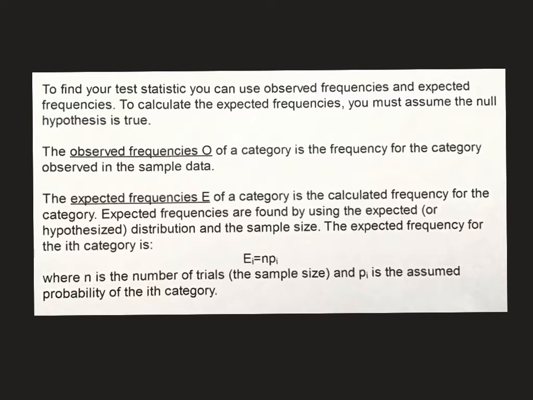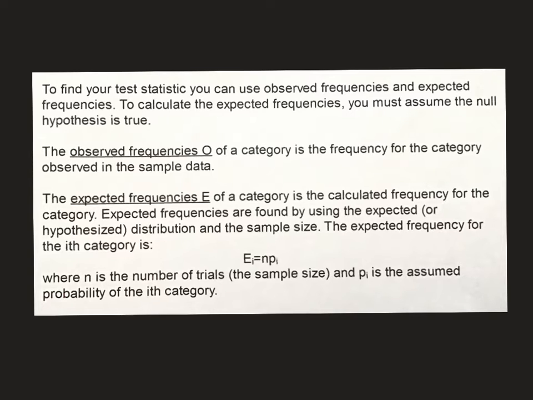The expected frequencies are labeled with E. Okay, notice that it's a capital O and a capital E. Make sure you're using those. So your expected frequency of a category is the calculated frequency for the category. Expected frequencies are found by using the expected or hypothesized distribution and the sample size. So we're just doing a lot of multiplying. The expected frequency for the i-th category is E sub i equals n times p sub i. n is just your number of trials or the sample size. p sub i is the assumed probability of the i-th category.